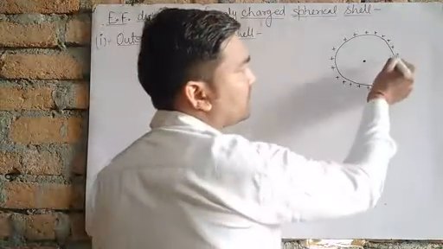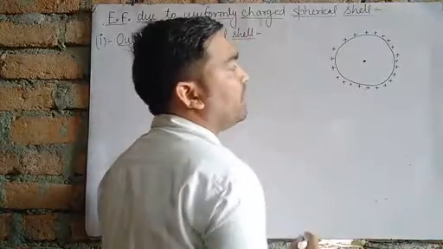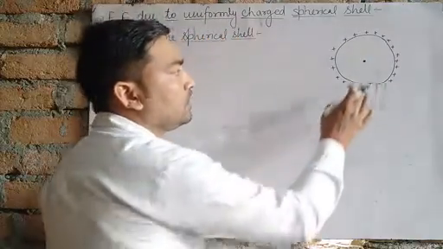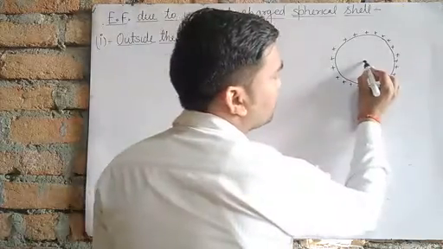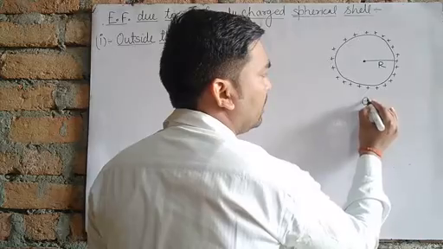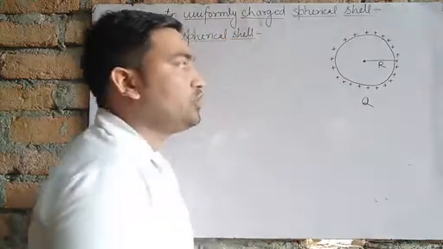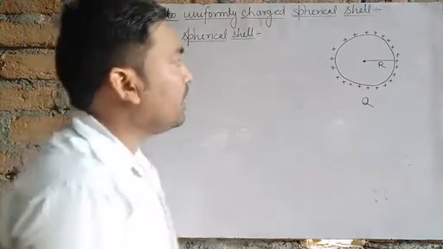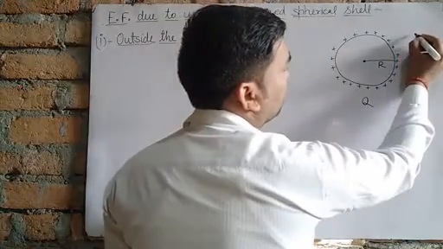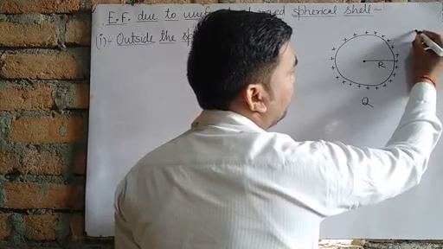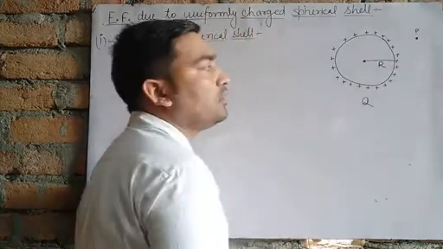Let us consider a spherical shell. Shell means hollow sphere, having radius capital R and containing the total charge Q spread over the whole surface. And let us consider another point P where the electric field is to be found.